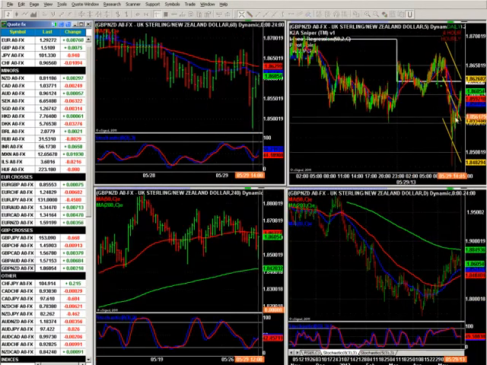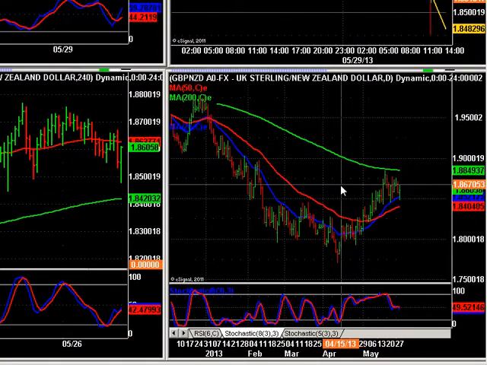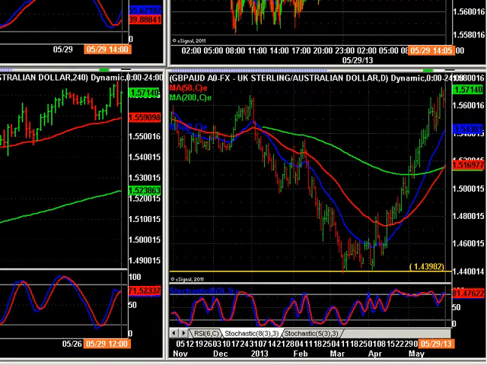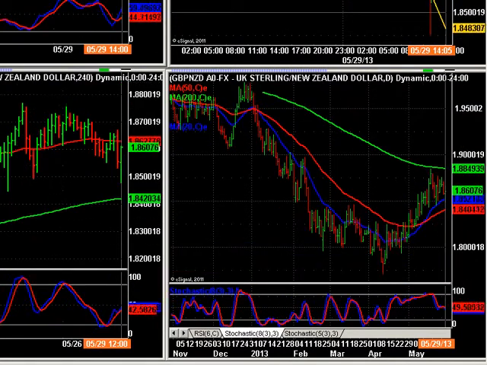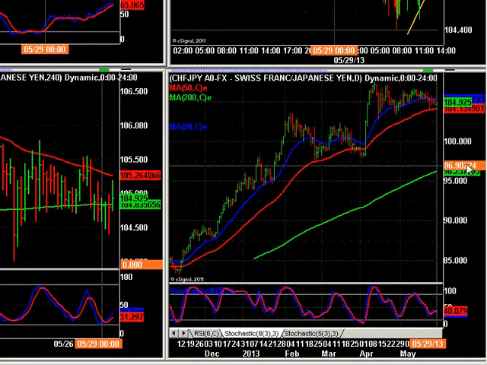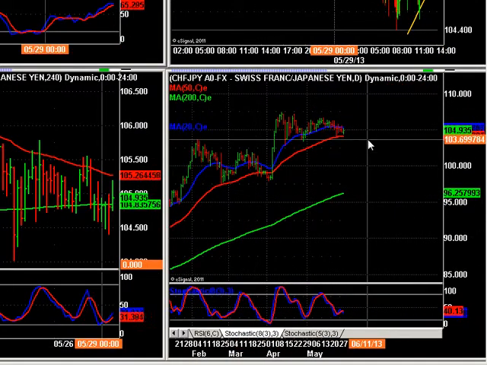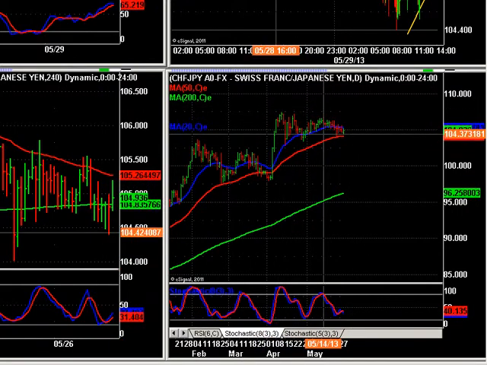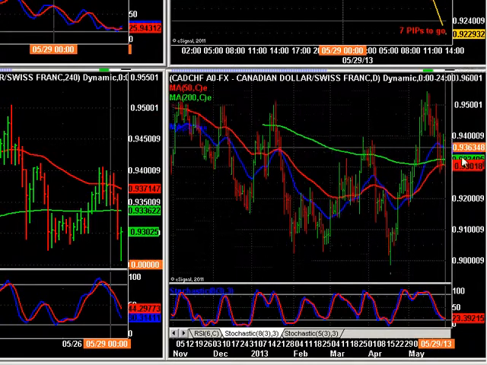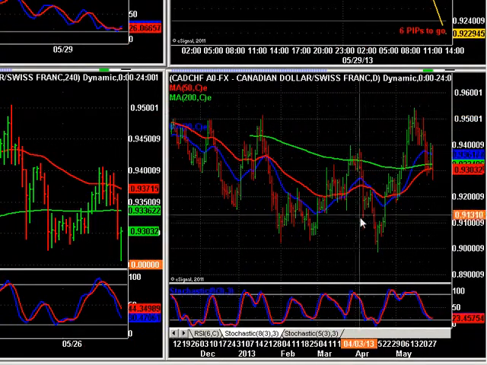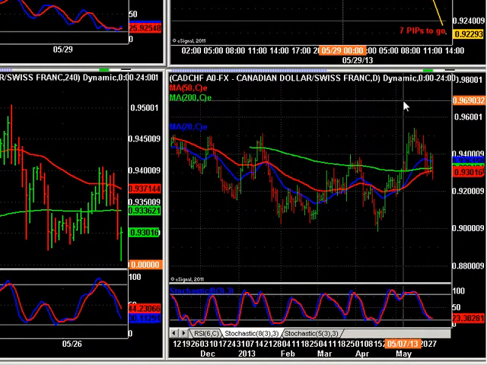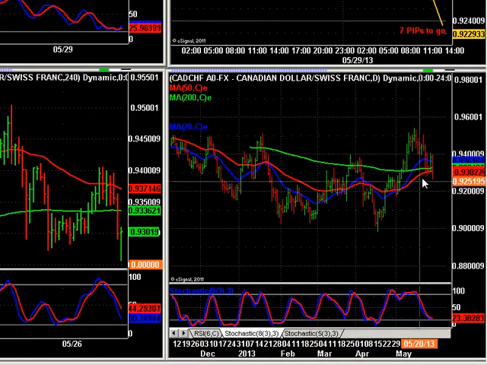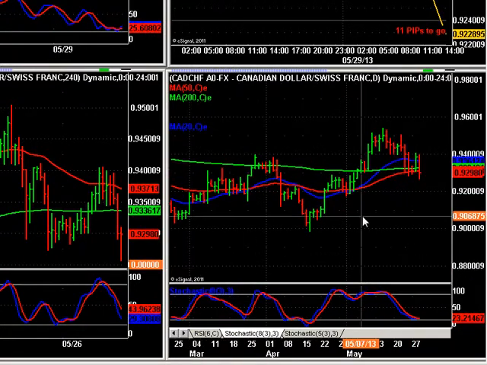We got pound Kiwi here. Scanning, reversing, find from the bottom. Okay, we got Swiss yen. All the yen crosses have been going up, so I wouldn't be keen to buy it there, as it's not making higher highs and higher lows. We got CAD Swiss here. It's currently making higher highs. It's on the 50 moving average there now.